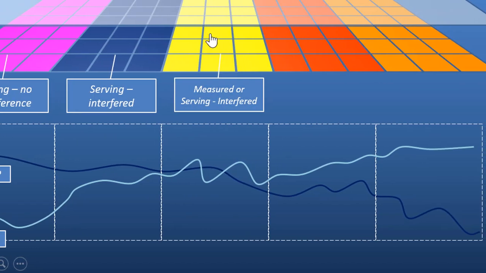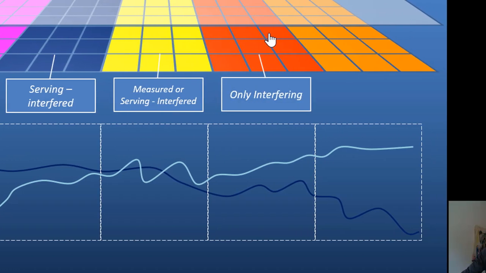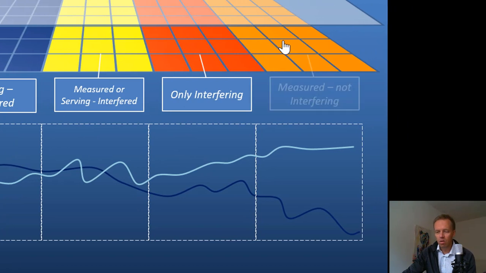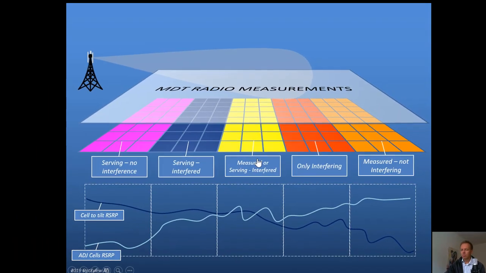Yellow, scattered or poor dominance. Red, that's the area where the cell we want to tilt is interfering with other surrounding cells. And then orange, where the cell is measured but not so strong anymore. So how can we then use this information?